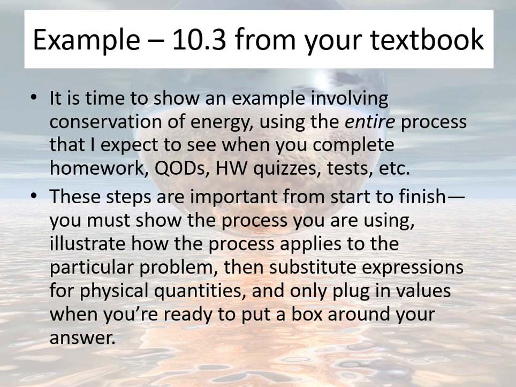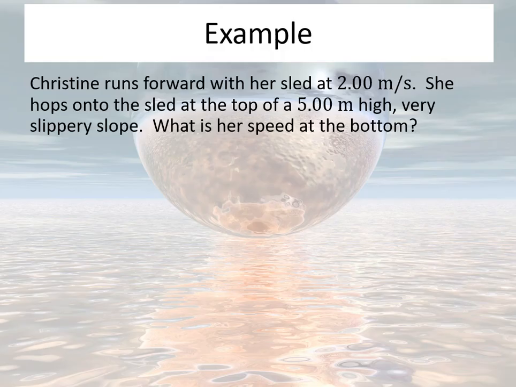So here we go. This is a problem that is from your textbook, and I wanted to go through the entire process just so that you see what is expected in terms of showing your work and how to apply the process of conservation of energy. So here we have the problem. Christine runs forward with her sled at 2 meters per second. She hops onto the sled at the top of a 5-meter high, very slippery slope. Very slippery means no friction. Question is, what is her speed at the bottom of the slope?